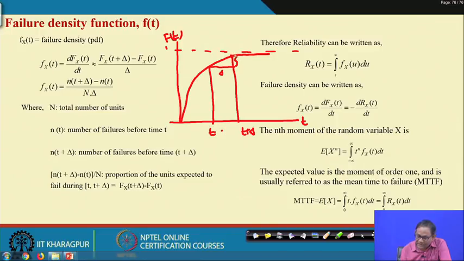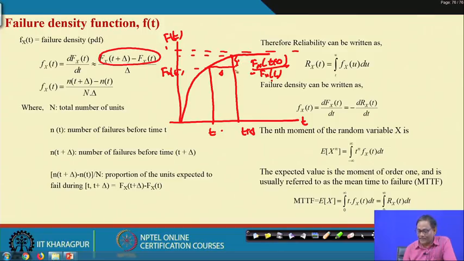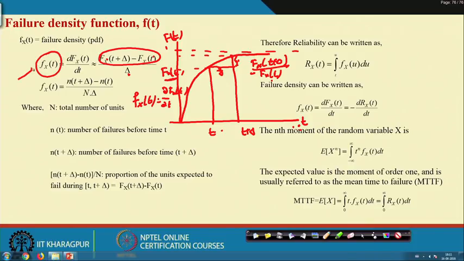What is this value? This value corresponds to this and this. This value is F(t plus delta) and this value is F(t). The difference is F(t plus delta) minus F(t). If you divide this, subtract this minus this, you are getting the top portion, and this divided by this is nothing but the slope. So, the slope of this with respect to t. That means, if you create something like f(t), which is del by del t of F(t), the derivative of the cumulative distribution function, that is known as the probability density function.